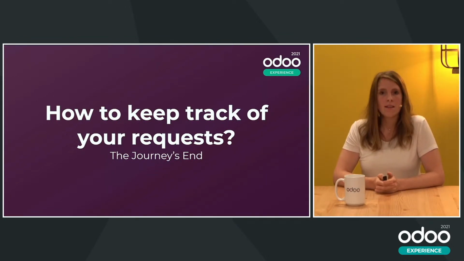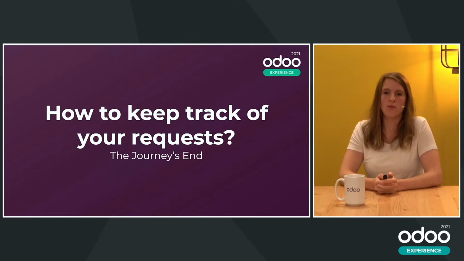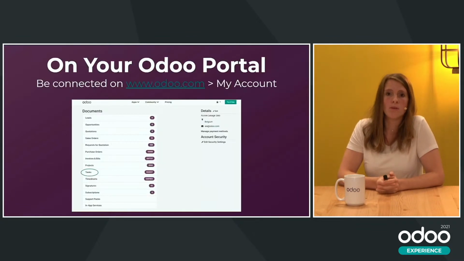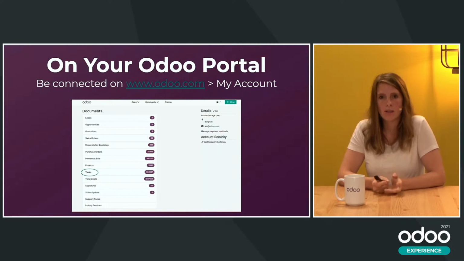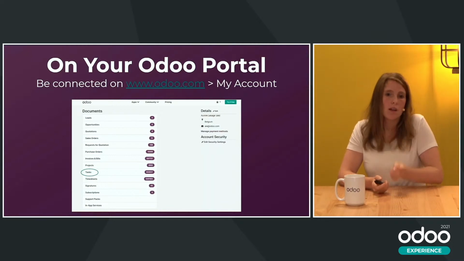Then the last thing is how to keep track of your tickets. For this, it's simple. You just need to go to odoo.com and be connected on your Odoo portal. Then you will have My Account. Just click on it, and you will have all the information that you are following within Odoo. To have access to your tickets, you will have to click on Task.